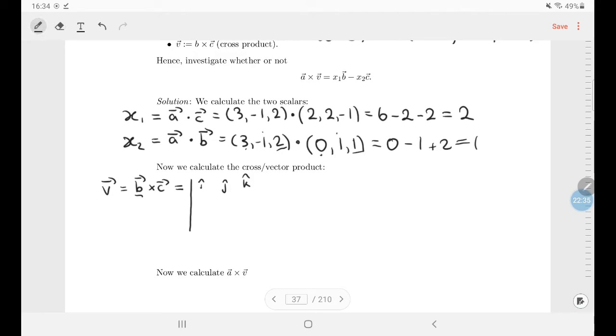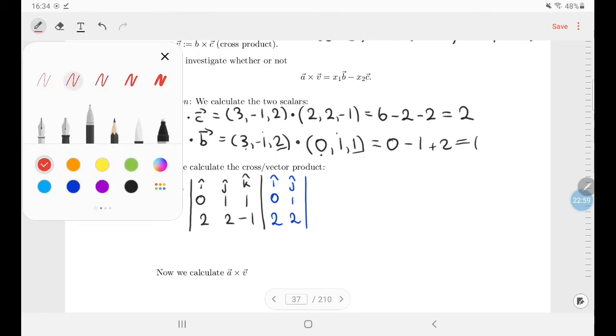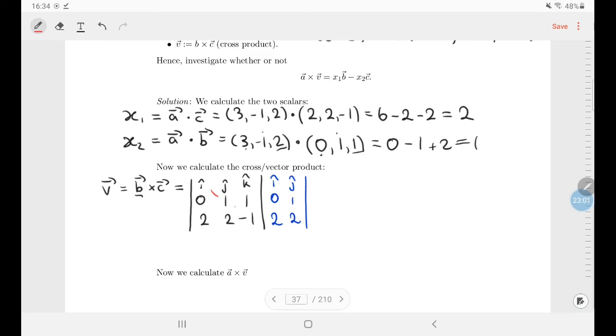Sorry, the components of b are 0, 1, 1. And the components of c are 2, 2, minus 1. And what am I saying here? Write the first two columns again: i, 0, 2, j, 1, 2. And we're going to do right down diagonals: i by 1 by minus 1, j by 1 by 2, k by 0 by 2.